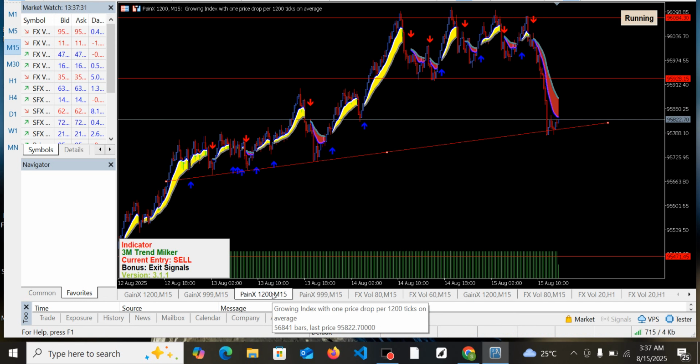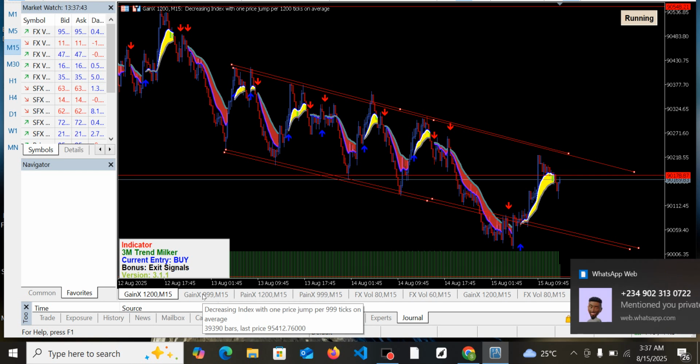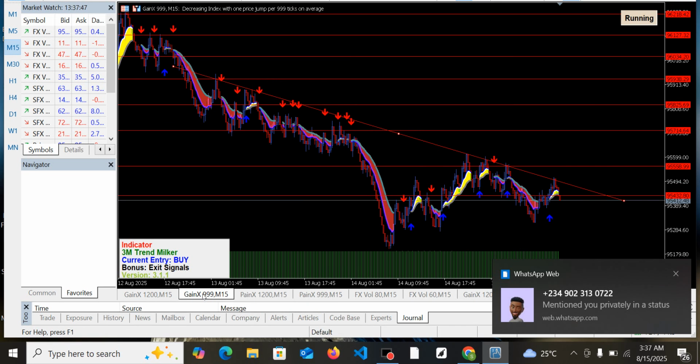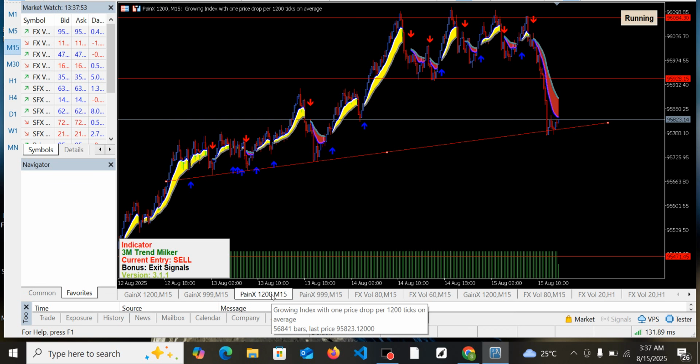Now let's look at other assets also. Here is another one. This is Paynex 1200. You guys can be checking all these things from your end. I started with Ganex 1200, and all the charts are on the 15-minute time frame, so you should understand that. Then this is Ganex 999, also on the 15-minute time frame. Then the next one we are going to is Paynex 1200.